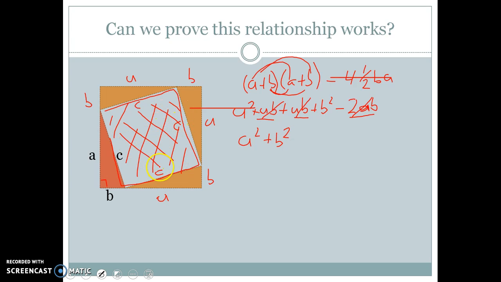But that's not the only way I can find the area of the square. I know that the side of the square is just c. So that means I can find the area of this square by taking the length times the width. So another way to write the area is to say it's c times c, which is c squared. So that means that a squared plus b squared is one expression for the area of the inside square. C squared is another expression for the area of the inside square. That means that these two things must be equal to each other. So that's a proof of the Pythagorean theorem.